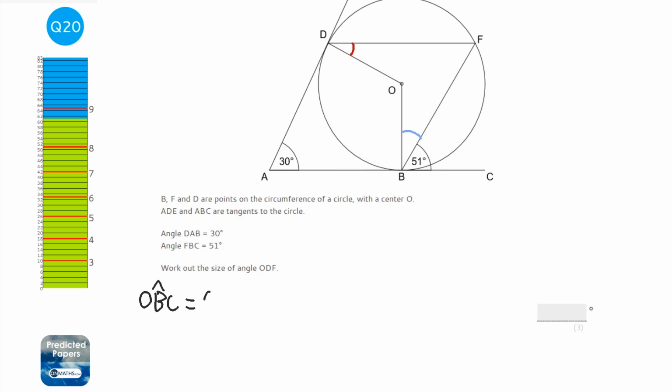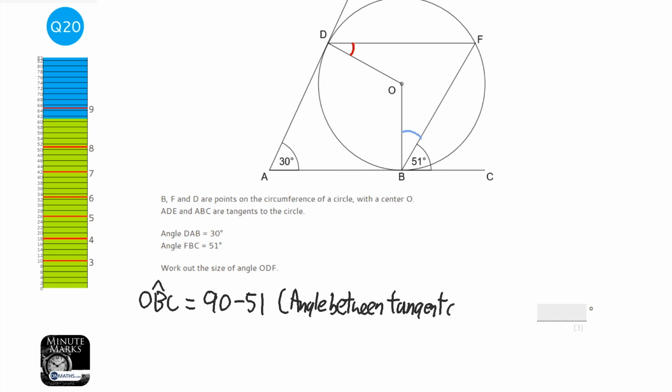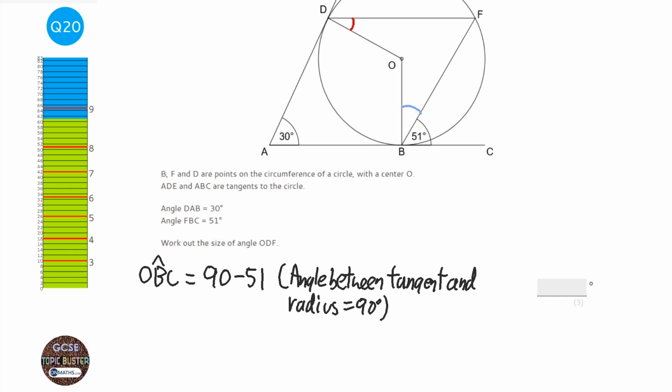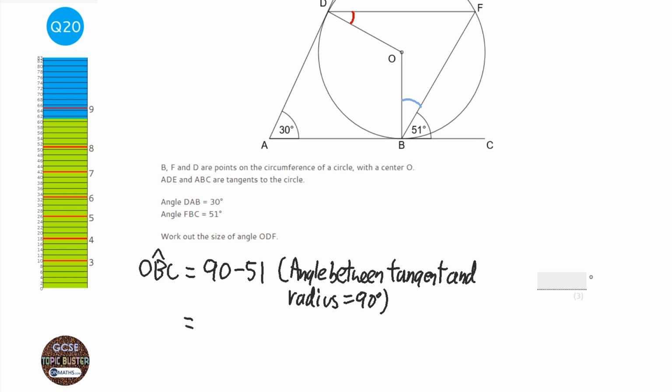And we know that that's going to be 90 take away 51, and the reason is that the angle between tangent and radius is 90 degrees, and that's one of the circle theorems. So AC is a tangent, and OB, because O is the centre, is a radius. So the whole thing's going to be 90. So I'm going to do 90 take away 51, which is 39 degrees. So we know that that's 39 degrees.